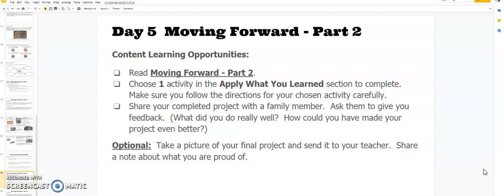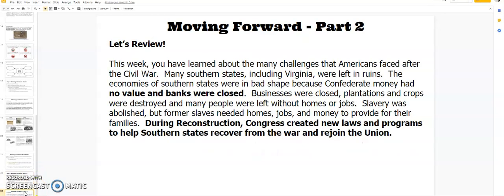So this is a 5C skill collaboration activity. If you're wanting to earn points towards that C badge, or you're wanting to count this as your submission for the week, make sure that you do turn that picture in to your teacher of your final project. All right, so let's get started.